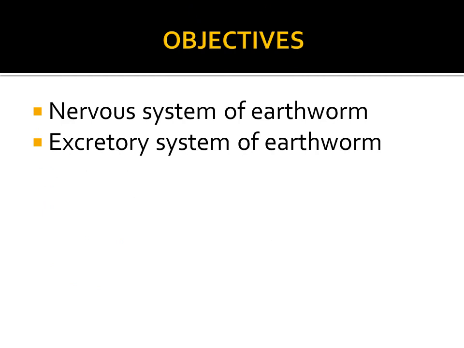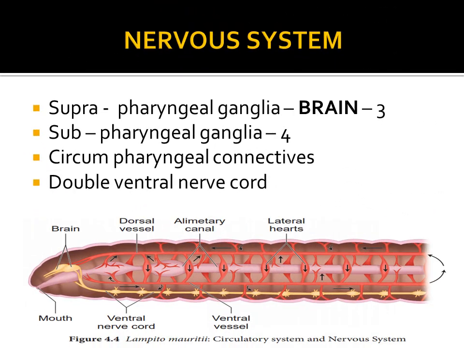And in today's class we are supposed to discuss two more systems of the earthworm, that is the nervous system as well as the excretory system of the earthworm. Let us go one by one in detail. The first one is the nervous system.